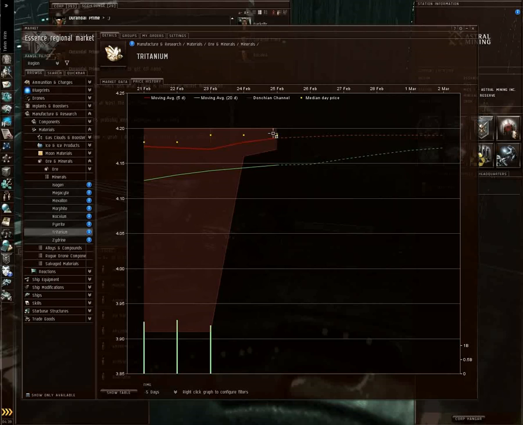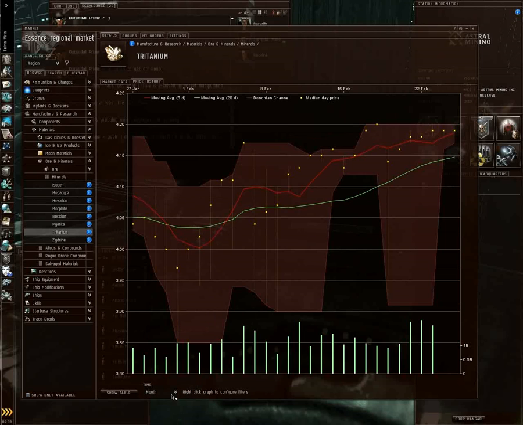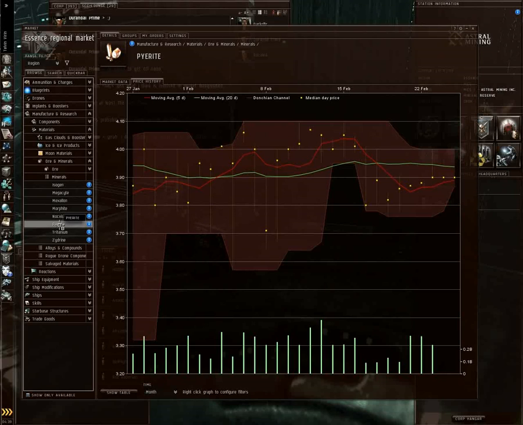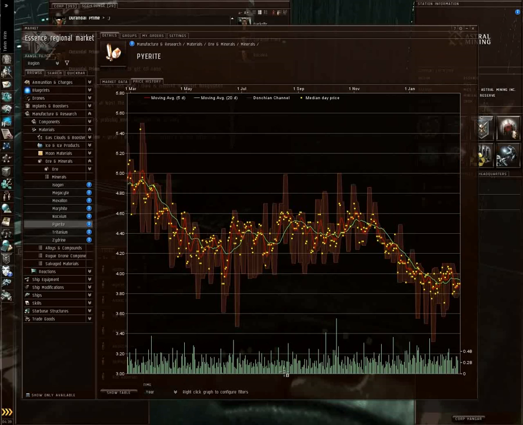So I think that covered it. Then let's try to see some of the differences just before we finish off. This is over the last month of Tritanium in Essence region, and it's a rather nice dungeon, really wide, so there's a large opportunity of earning some good ISK. Let's see Pyrite, also rather wide. We can see it's trending downwards. It's been doing that a lot. If we look at the whole year, it's been crashing a bit. So let's go back to the month.